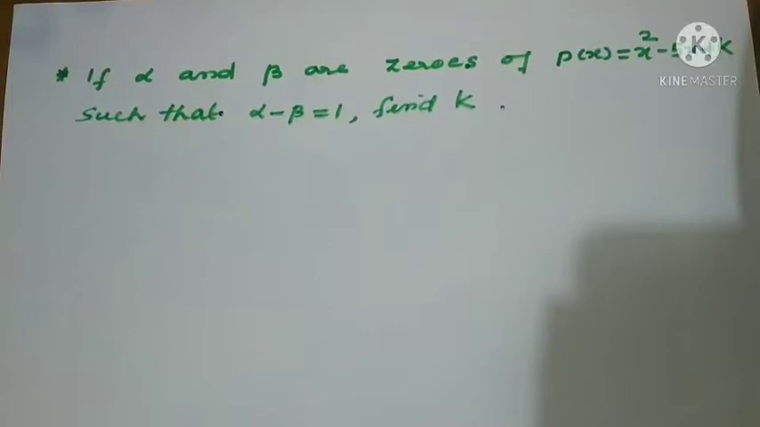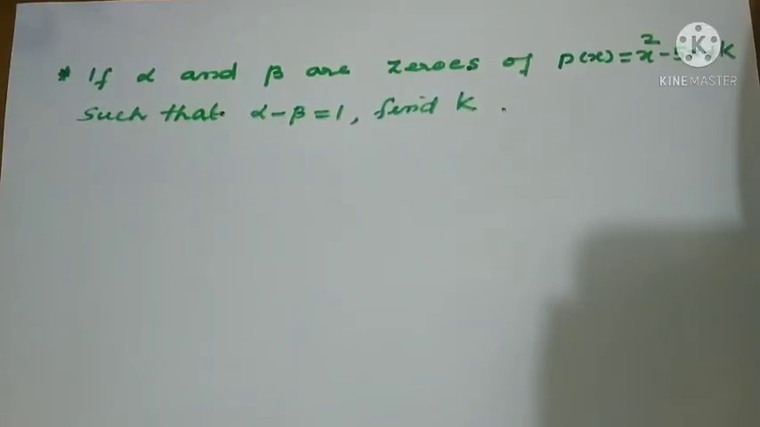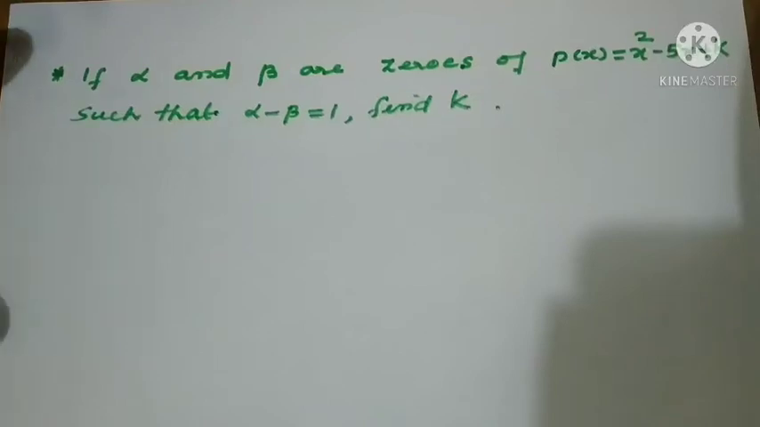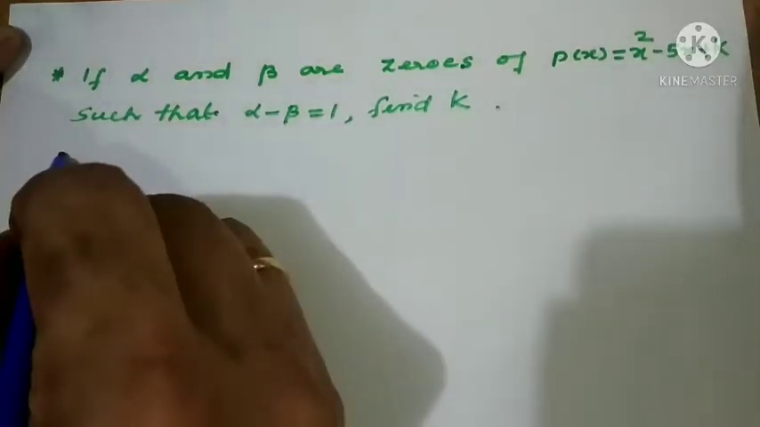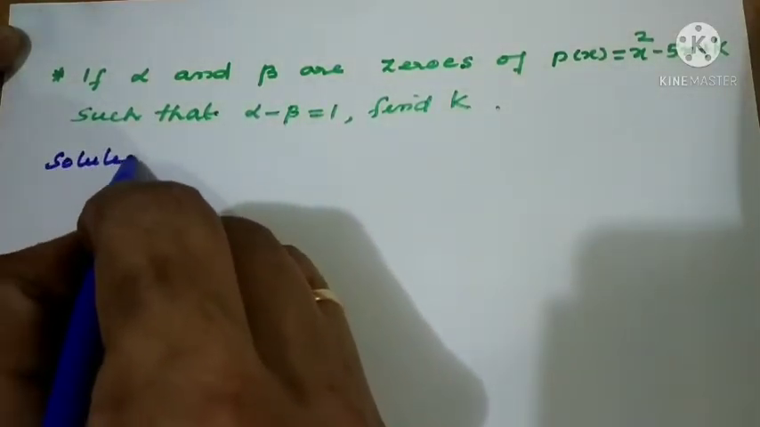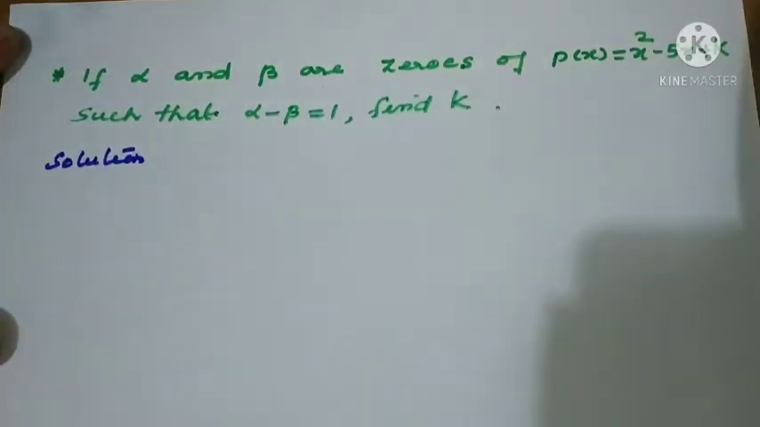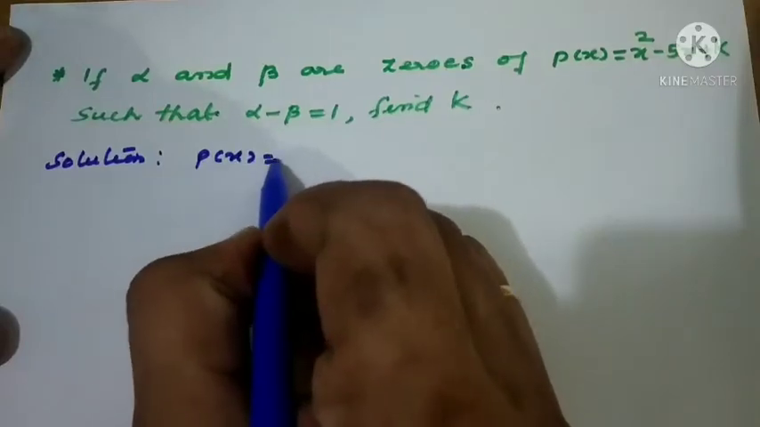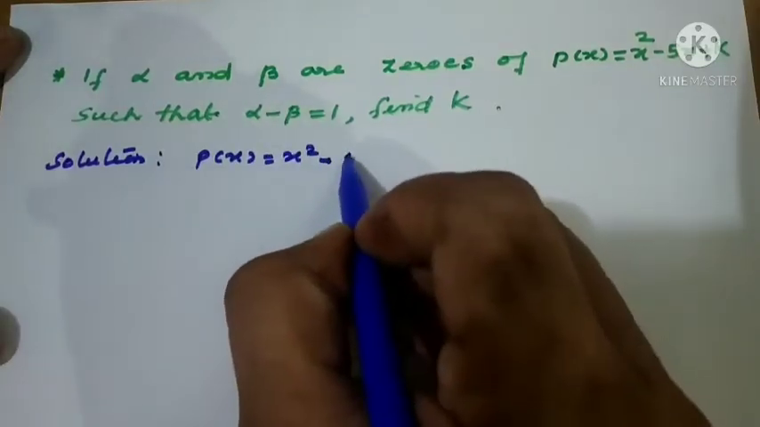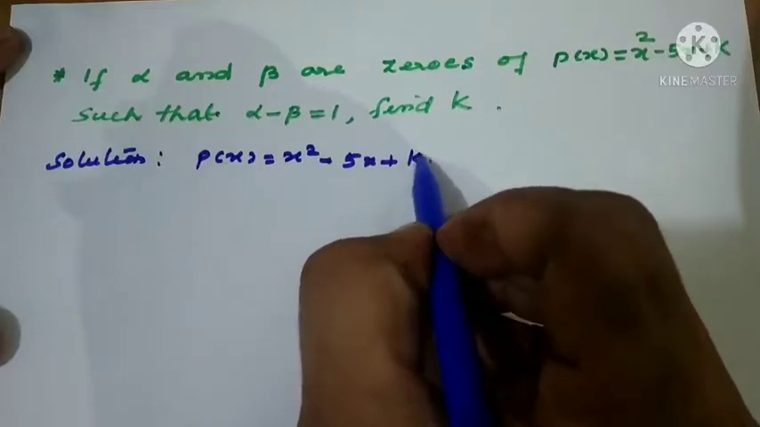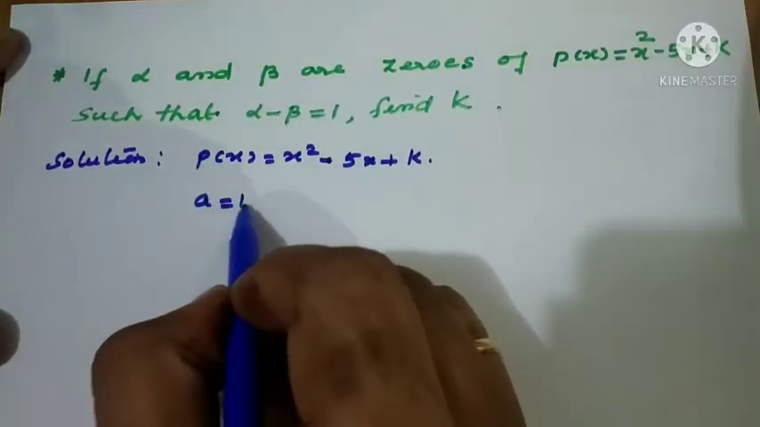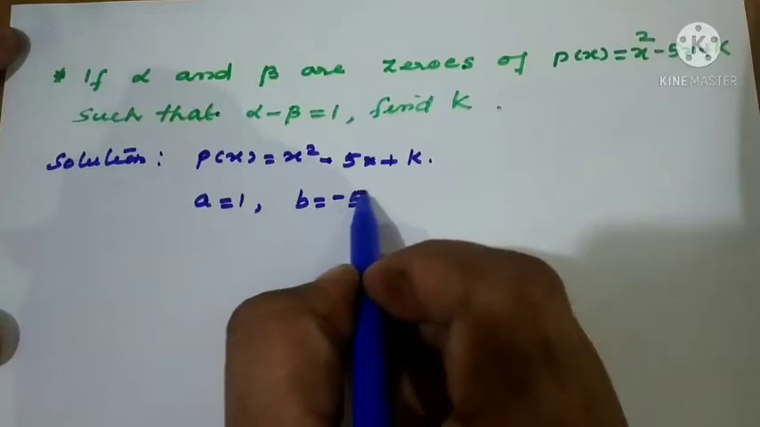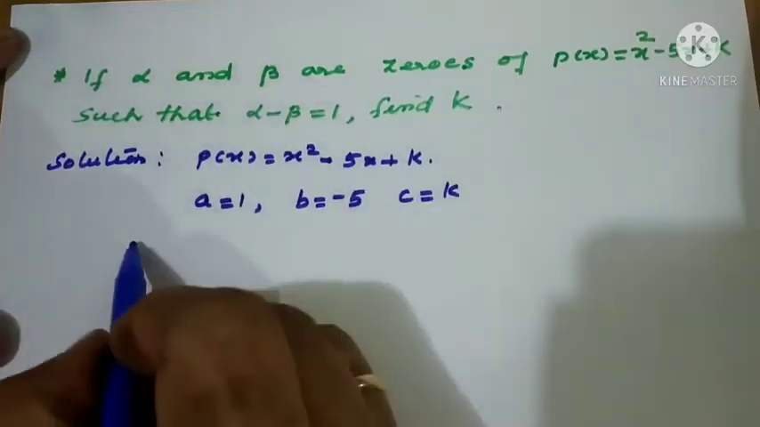If alpha and beta are the zeros of p of x equal to x square minus 5x plus k, and also given that alpha minus beta equal to 1, find the k. Solution. P of x equal to x square minus 5x plus k. So a equal to 1, b equal to minus 5, c equal to k.